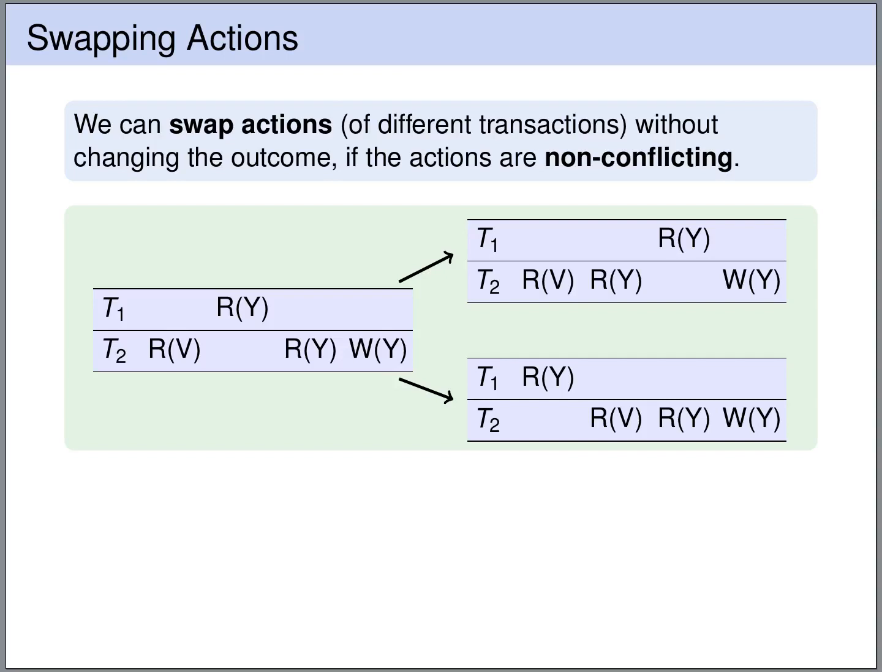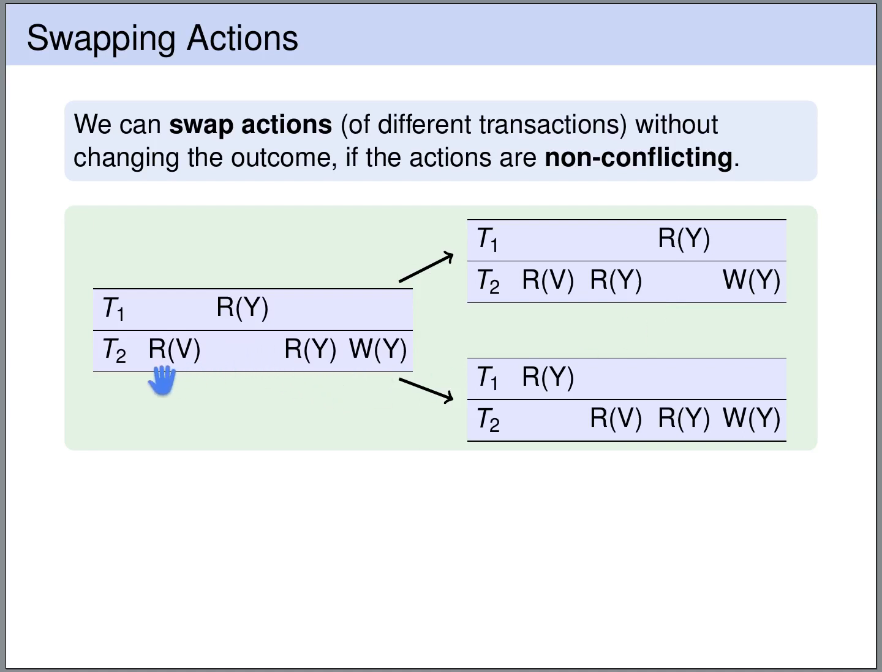If you have two adjacent actions that are non-conflicting and belong to two different transactions, then we can swap these actions without changing the outcome in the database. So without changing the effect that the schedule has on the database. So for instance, consider this schedule. Here we have a read of object y, and in the other transaction we have also a read of object y. These two actions are adjacent, they are non-conflicting, and they belong to two different transactions. So we can swap them. This gives rise to this schedule, and this schedule has the same effect on the database.